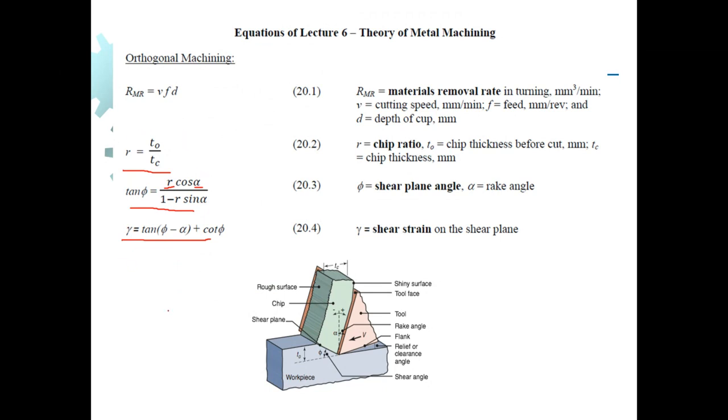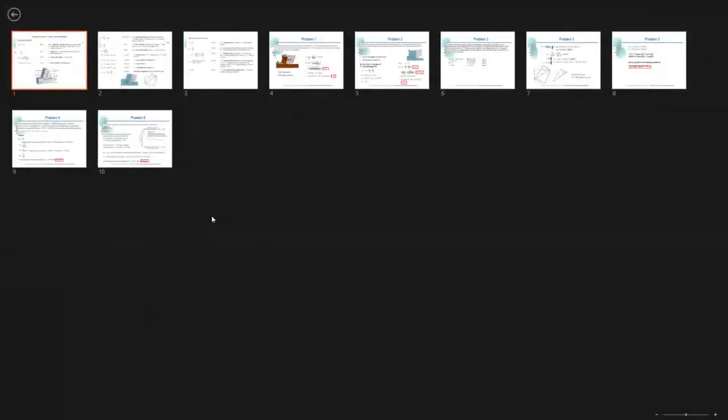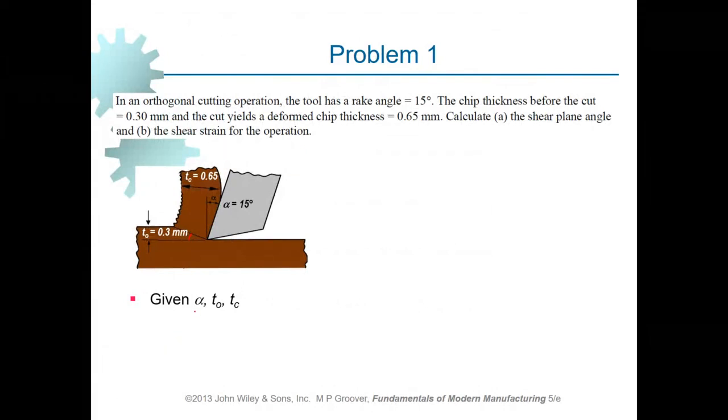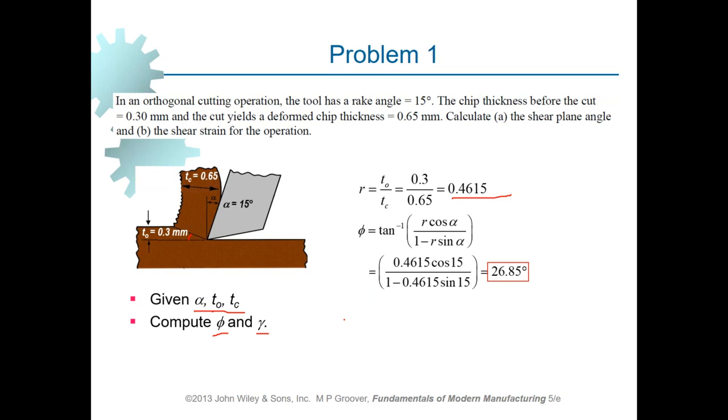So we take these equations from the equation sheet and return to the statement of the problem. We are provided with alpha, t0, and tc. What we need to do is compute phi and gamma. First we compute the chip ratio r, having t0 and tc at hand. Then we use the other equation, which relates phi to the rake angle and chip ratio, and solve for phi. With r and alpha at hand, we can easily compute phi, the angle of the shear plane.